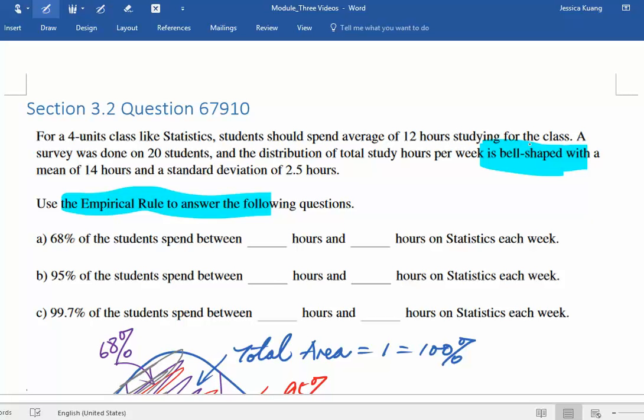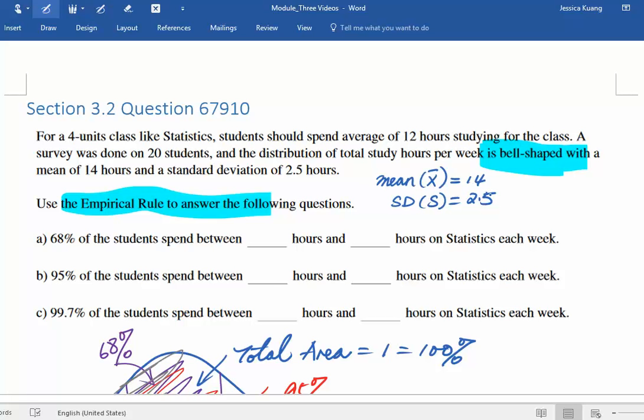So the question asks: for a 4-unit class like statistics, students should spend an average of 12 hours studying for the class. A survey was done on 20 students, and the distribution of total study hours per week is bell-shaped with a mean of 14 hours and standard deviation of 2.5 hours. So let me summarize that information. The mean, actually in this class we use X bar, is 14. And the standard deviation, in this class we use S, is 2.5.